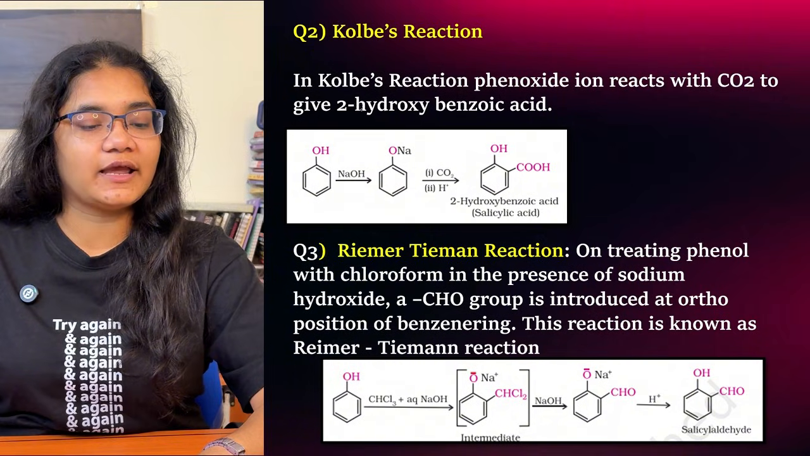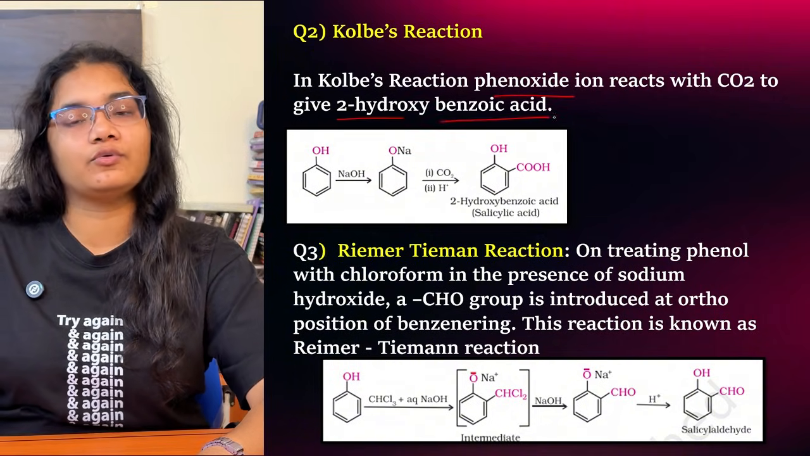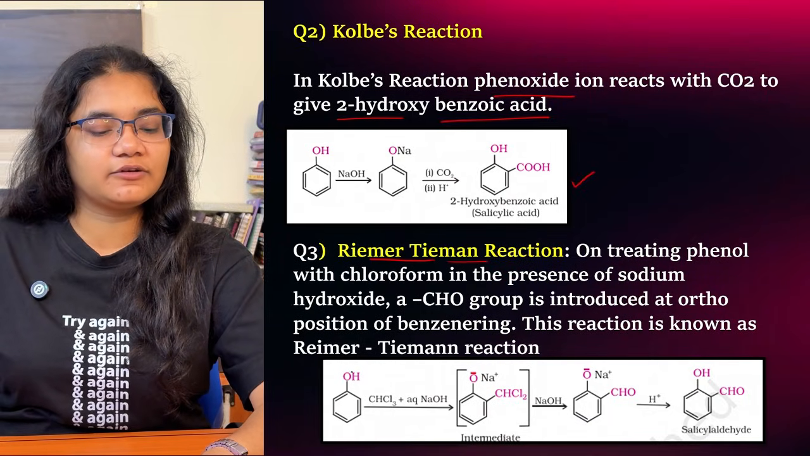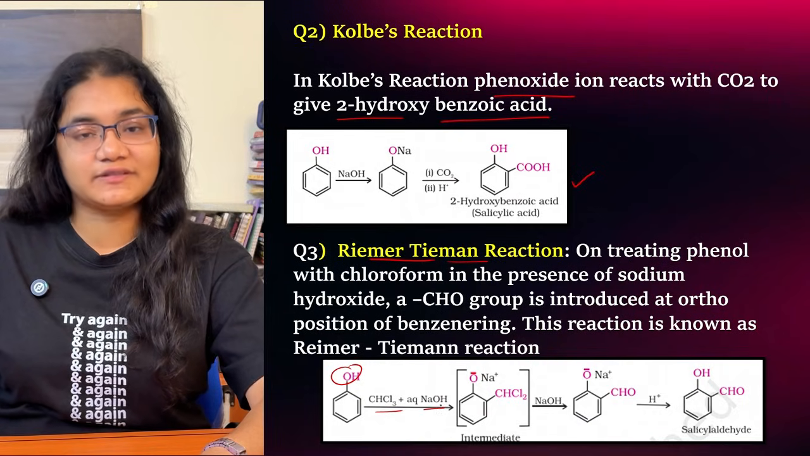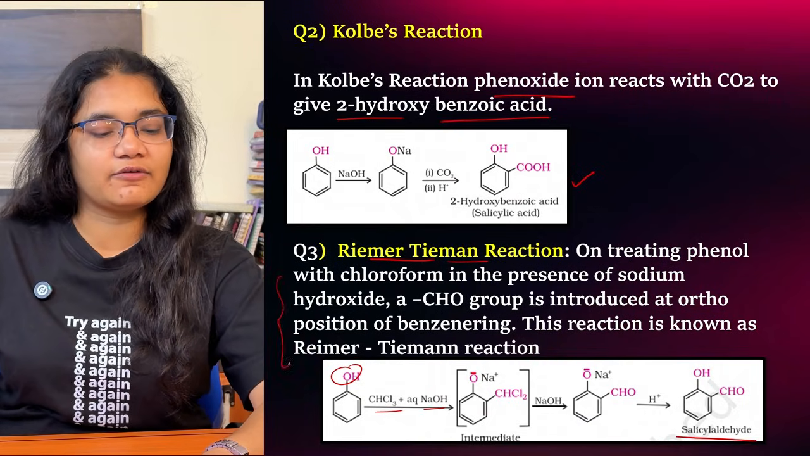Next is what is Kolbe's reaction. So in Kolbe's reaction, phenoxide ion reacts with carbon dioxide to give you 2-hydroxy benzoic acid. This is the reaction. Reimer-Tiemann reaction: phenol reacts with chloroform and aqueous NaOH to give you salicylaldehyde. Okay, so this statement you have to see.